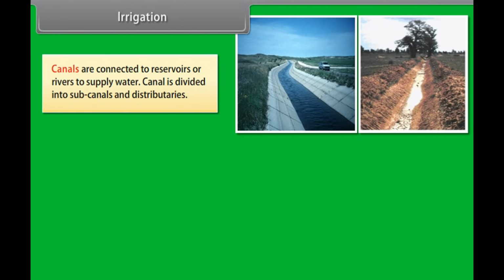Canals are connected to reservoirs or rivers to supply water. Canal is divided into sub-canals and distributaries.